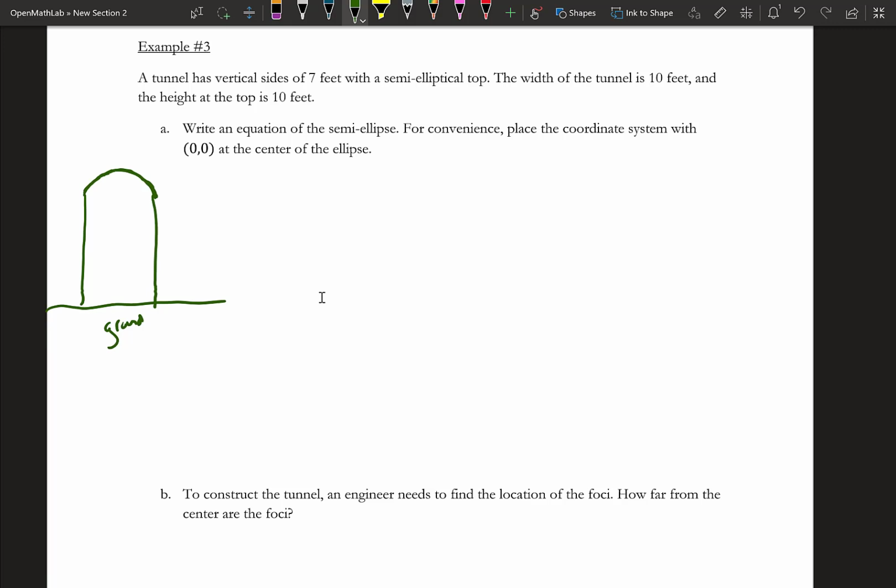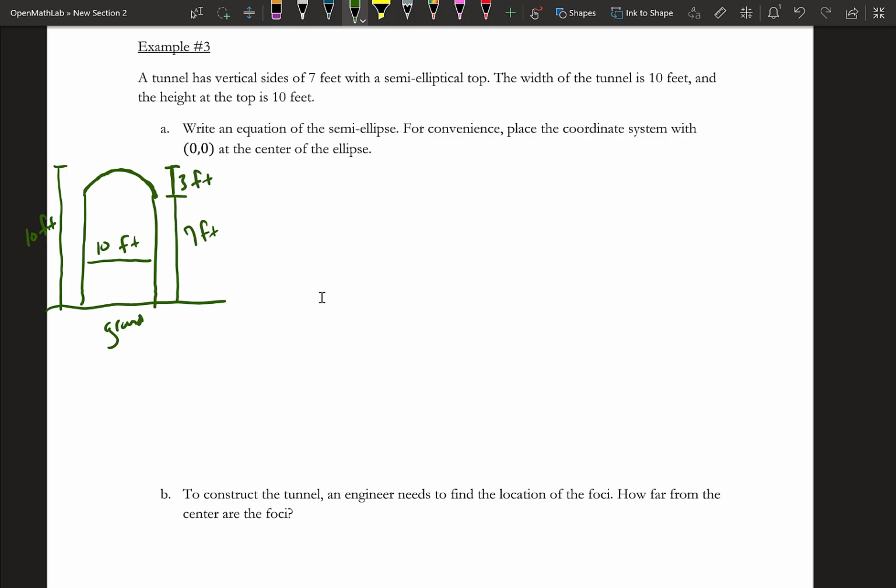So then, what we're told is it has vertical sides of 7 feet, so like here to here is 7 feet. The width of the tunnel is 10 feet, right? So from here to here is 10 feet. And then the height to the very top is 10 feet, right? So in other words, this part is 3 feet, right?